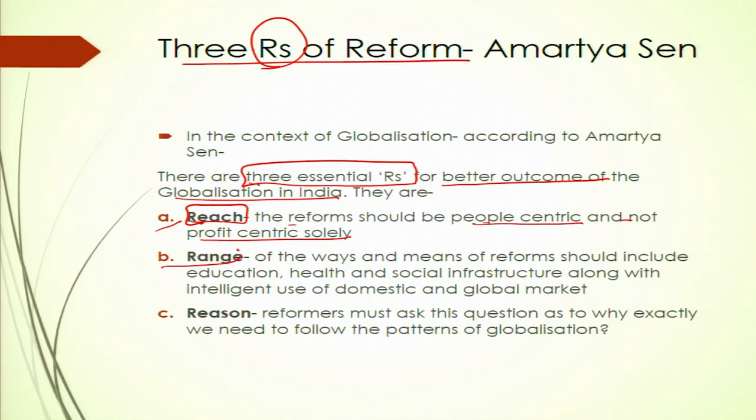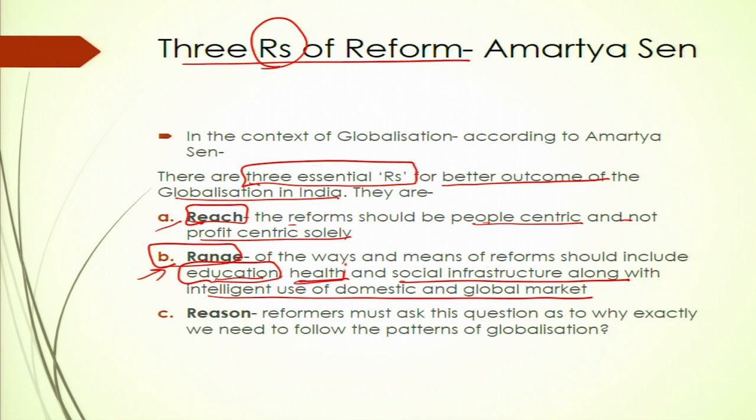growth activities. Similarly, his second R is range, that is, the ways and means of reform should include education, health, and social infrastructure along with intelligent use of domestic and global markets. Here, Amartya Sen argues that we need to broaden the premise of the process of globalization, in the sense that globalization should not confine itself only to reforming the industrial sectors or the market or the financial sector or banking services. It must also deeply penetrate the process of providing education and health in a very advanced manner, so that along with economic infrastructure, social infrastructure also improves.